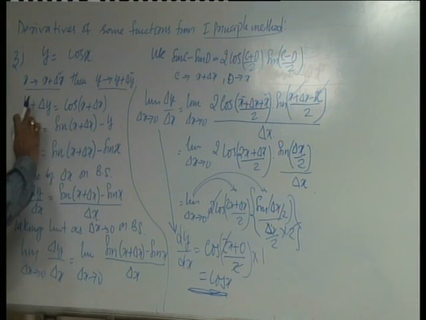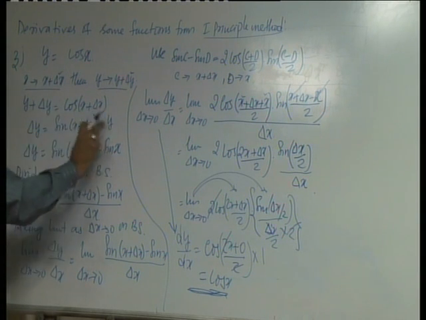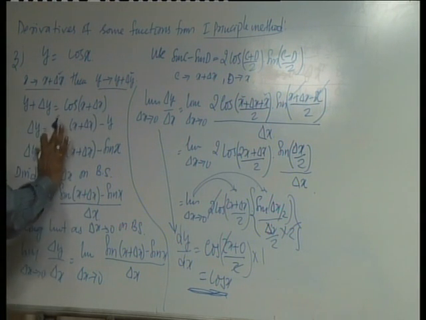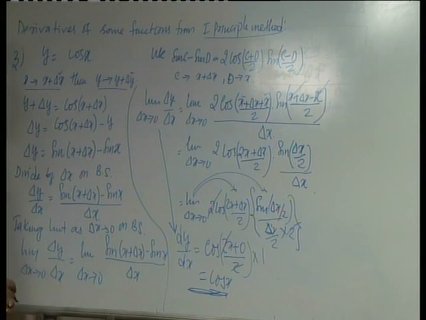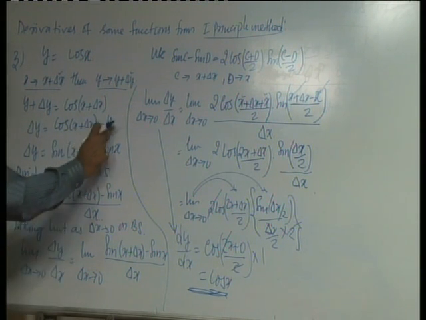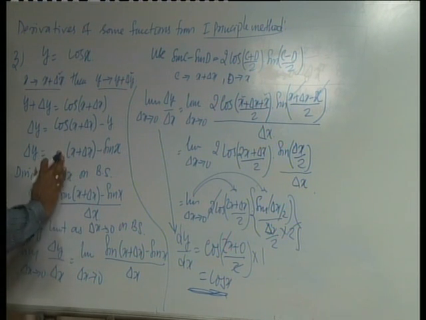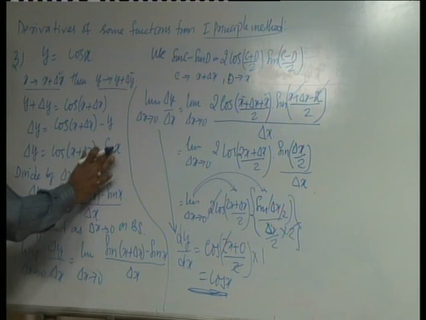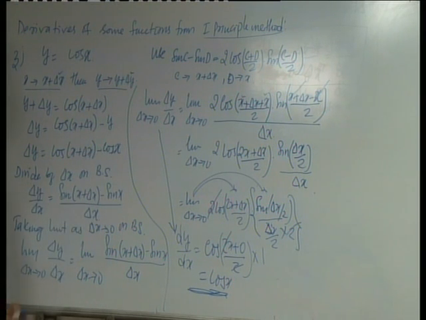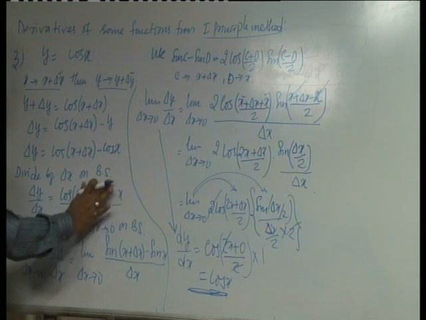Then y is transferred to the right side. Hence, delta y is cos of x plus delta x minus y. What is y? I am deriving for cos. Only a few steps will change to get the derivative of cos. Here we are changing, but the same procedure we have to follow. Got it?